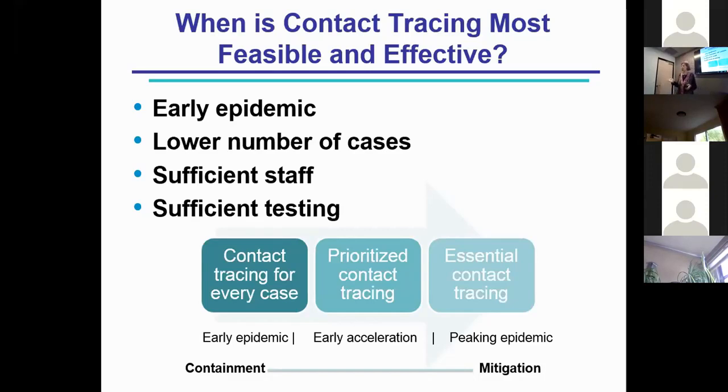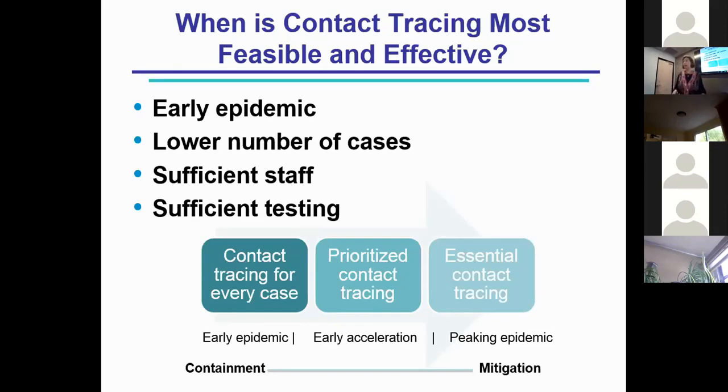Then when we start to see that curve accelerate, when we start to see that curve go up, we may have to go to some prioritized contact tracing. What are the most important cases in terms of the numbers of people they have exposed, the vulnerability of the people they have exposed, etc.? And I'll talk a little bit more about this in a minute. And then when we get to the peak, if we end up with that big red curve, which we are hoping to avoid, you're going to be able to do only the essentials. You're going to be able to interview the cases, identify the immediately most exposed contacts, and make sure that they don't have symptoms. And that may be as far as we can go.